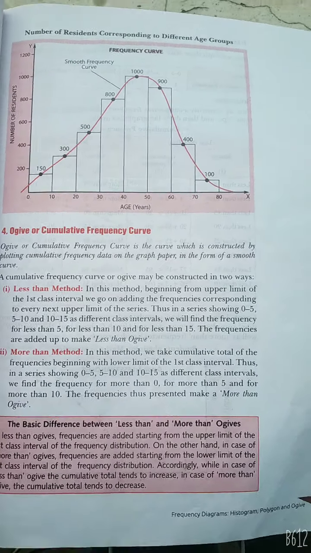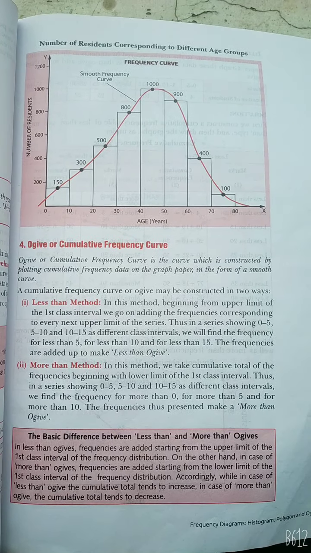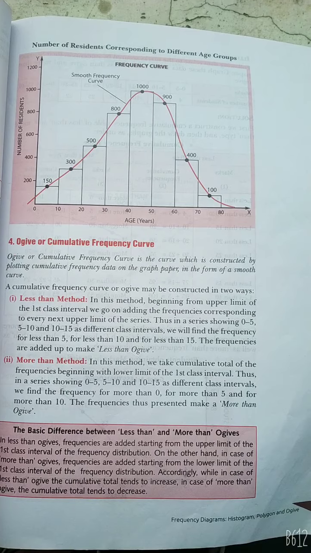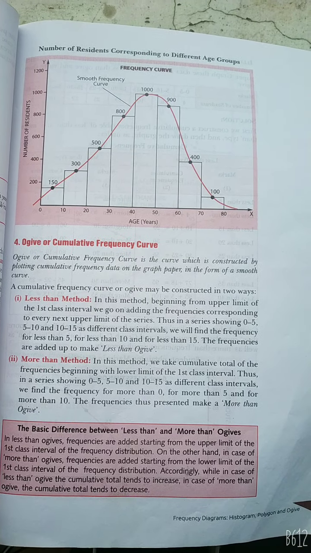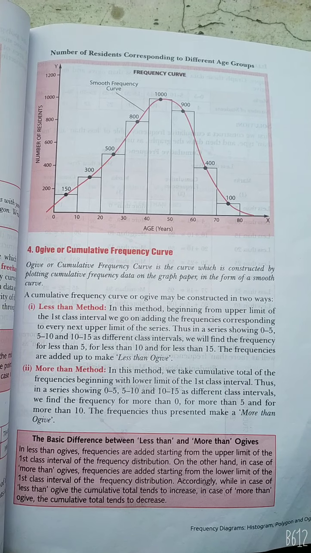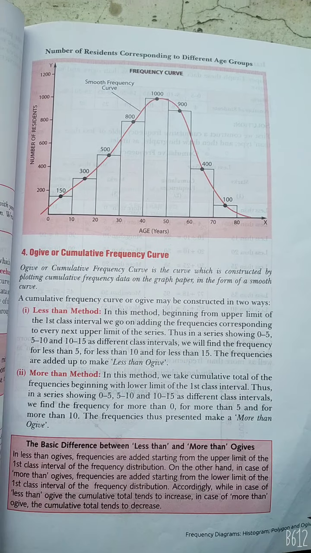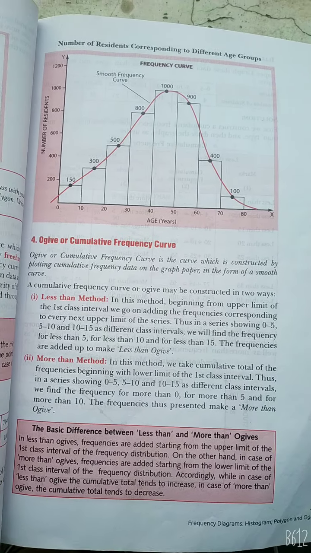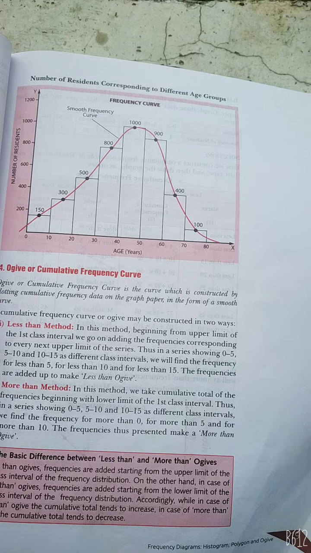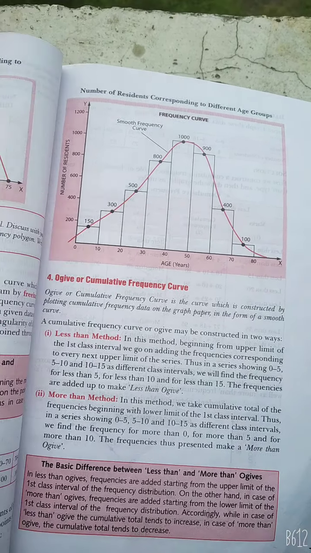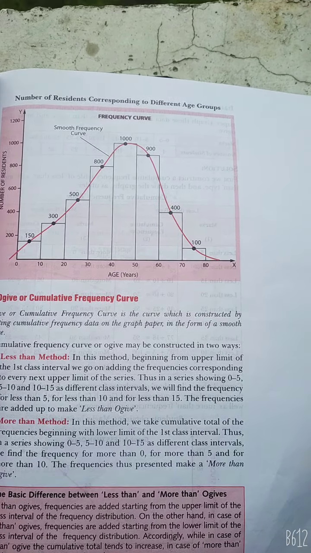The basic difference between the less than and more than ogive curve is that in the less than ogive, frequencies are added starting from the upper limit of the first class interval in the frequency distribution. On the other hand, in the case of the more than ogive, frequencies are added starting from the lower limit of the class interval of the frequency distribution. Accordingly, in the less than ogive the cumulative total tends to increase, and in the case of the more than ogive the cumulative total tends to decrease.